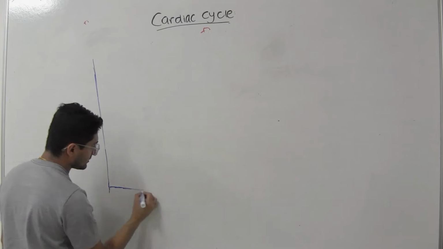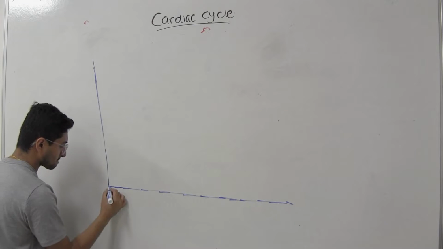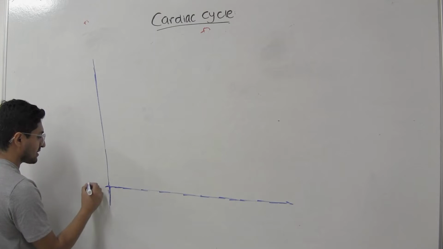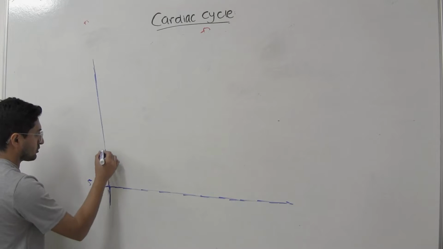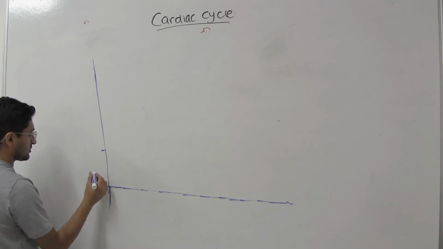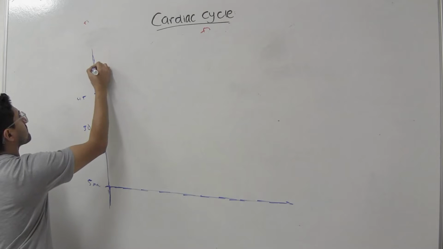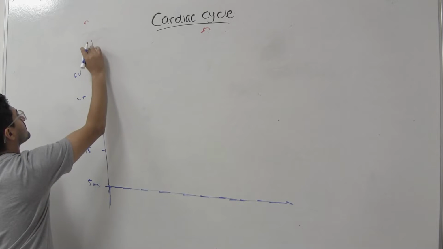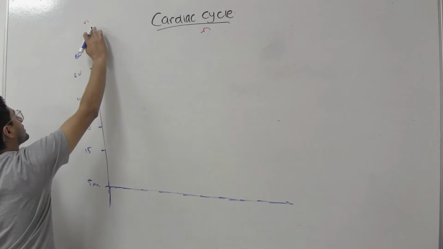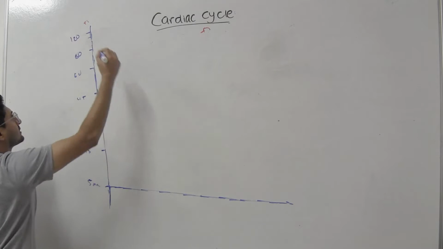We have to remember what is happening in the aorta, what is happening in the ventricles, and what is happening in the atria. Let's start with about 5 millimeters of mercury, and we'll make the next ones 15 and 30, 45, 60, 80, and let's make this one 120.